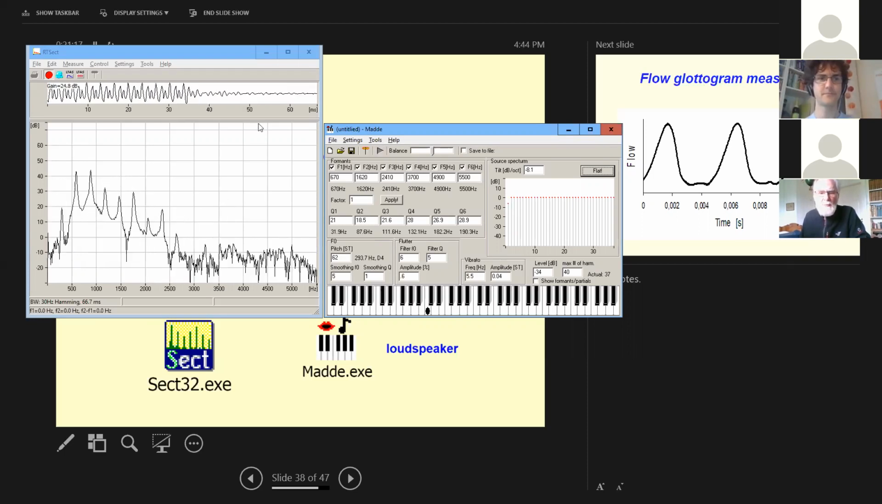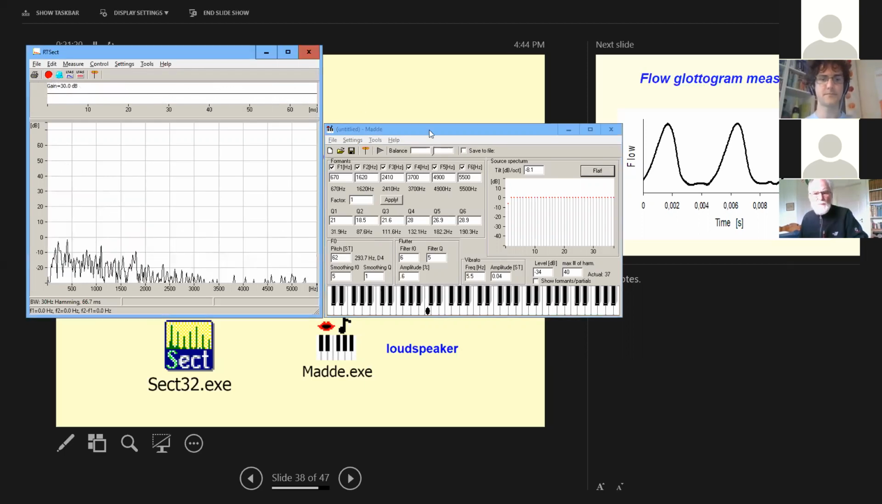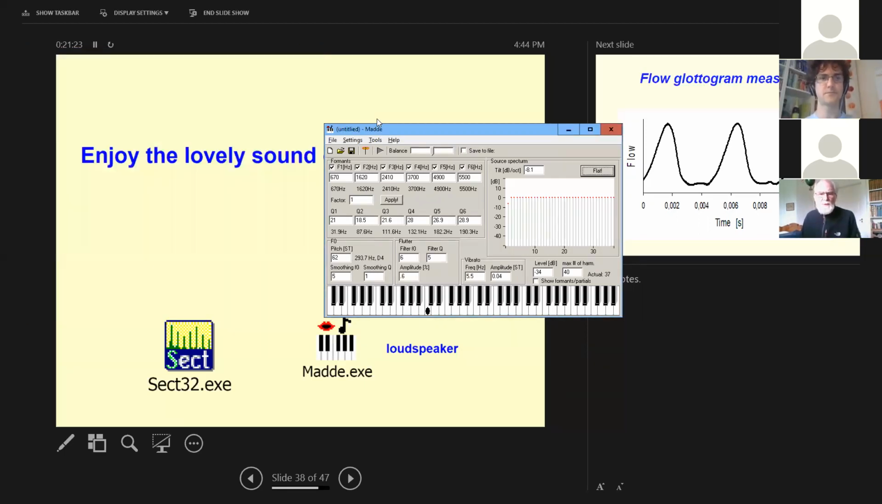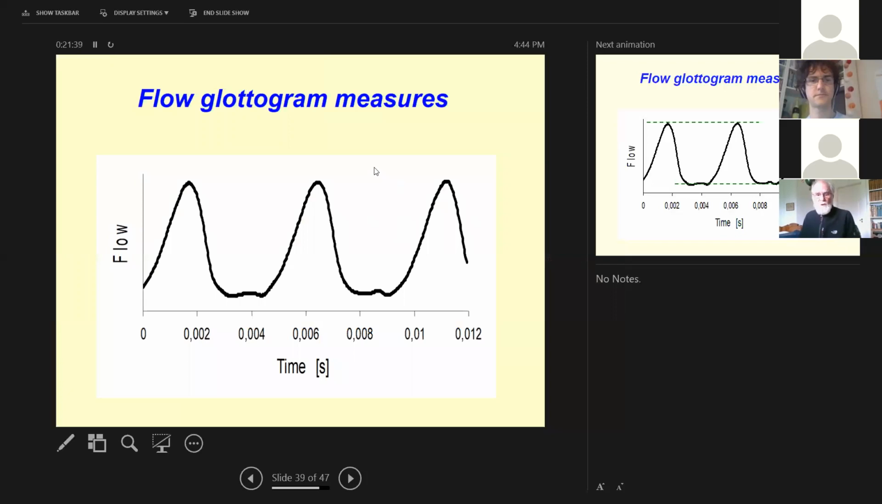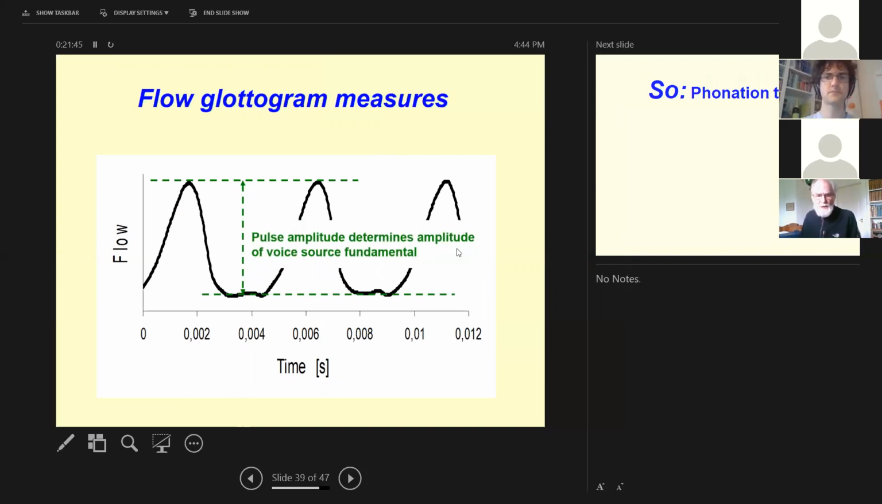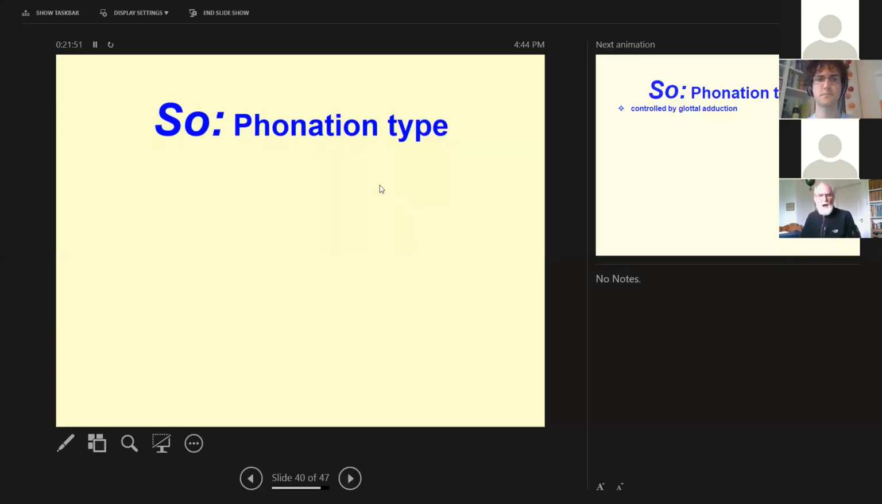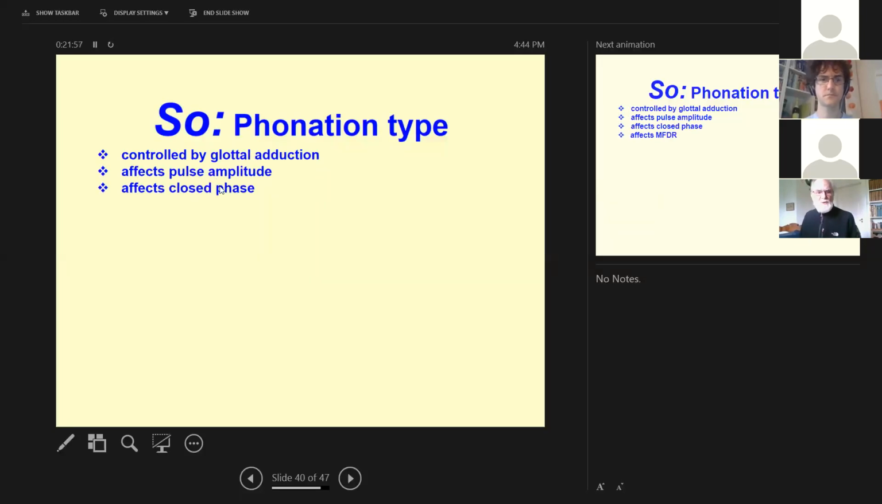Okay. So I think we could recognize this effect. It sounds a bit more shallow, or something that you could invent a term for, but it is actually the amplitude of the fundamental that was varied now. Flow glottogram measures, so we have the pulse amplitude, and the pulse amplitude determines the amplitude of the voice source fundamental, and it varies with the phonation type. So phonation type is controlled by glottal adduction. It affects the pulse amplitude, it affects the closed phase, and it affects the MFDR.